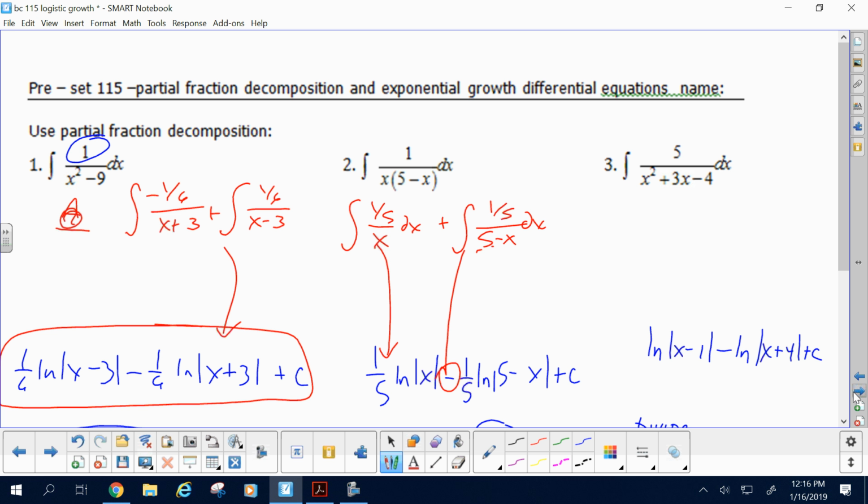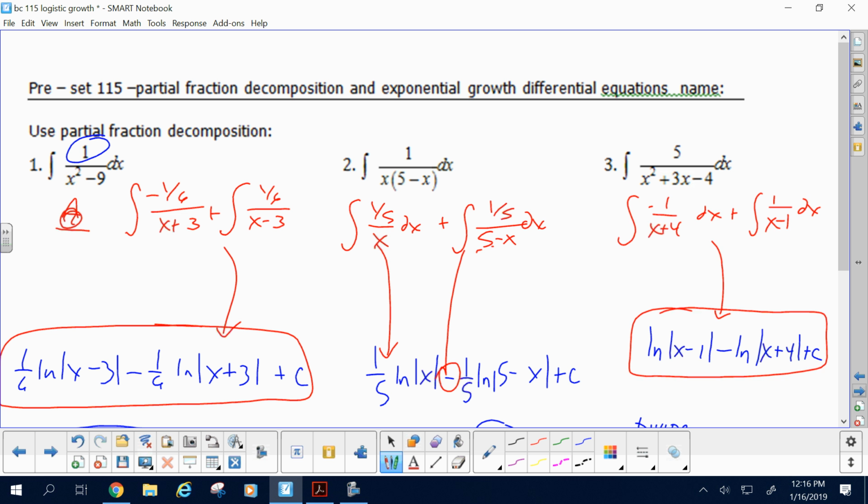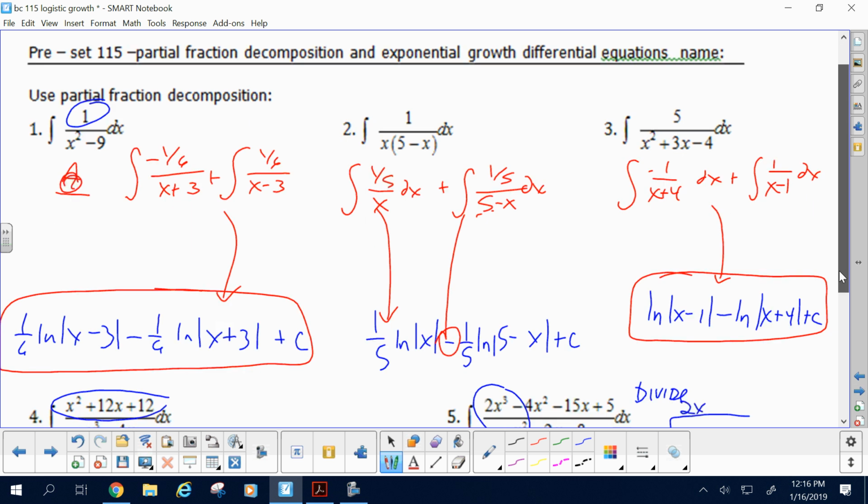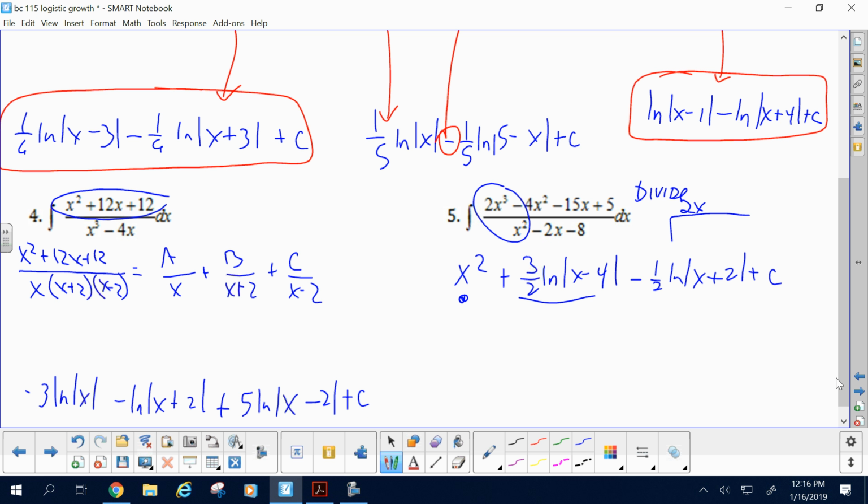Most people did this one well. It was negative 1 over x plus 4 plus 1 over x minus 1. Not a lot of gotchas there to that integration. So that should be log of x minus 1 minus log of x plus 4. Check? Hey, some of you have this guy wrong. Most of you did it correct.